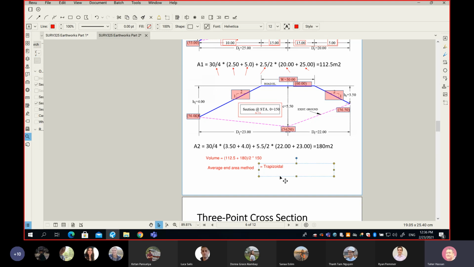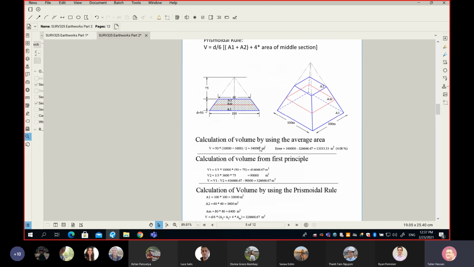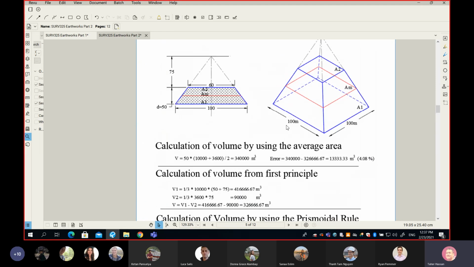Now I will prove for you, although we're using this now for some time, mathematically right now that trapezoidal or the average end area doesn't give you the perfect volume. I know that we have used it so far, and I never said anything about the accuracy of this method, and I'll show you right now that this method doesn't give you the perfect volume.